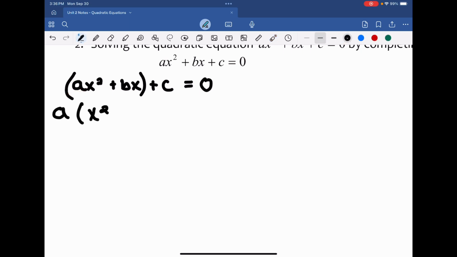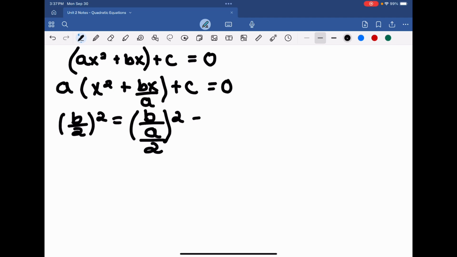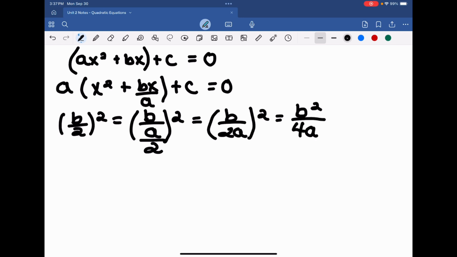This means it's going to be a with x squared plus bx over a, plus c. So we've removed out that common factor of a from both terms, aka we have to divide both terms in that first grouping by a. Now when we do that, we're in a situation where the x squared is alone, so we can do our b divided by 2 all squared. Our b value is actually b over a divided by 2 all squared, which is the same as b over 2a all squared, which is equal to b squared over 4a squared, because we know 2 squared is 4, a squared is a squared.